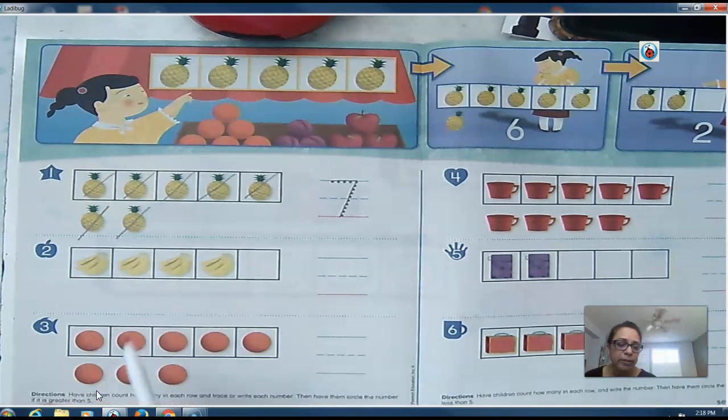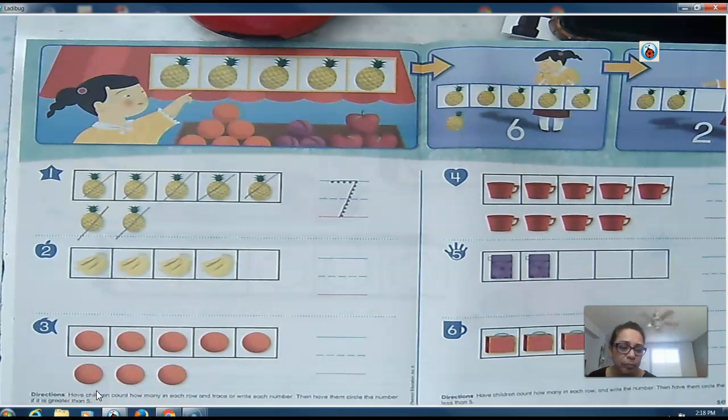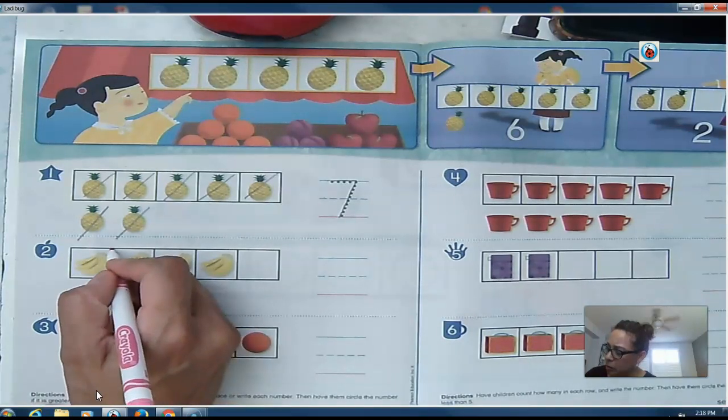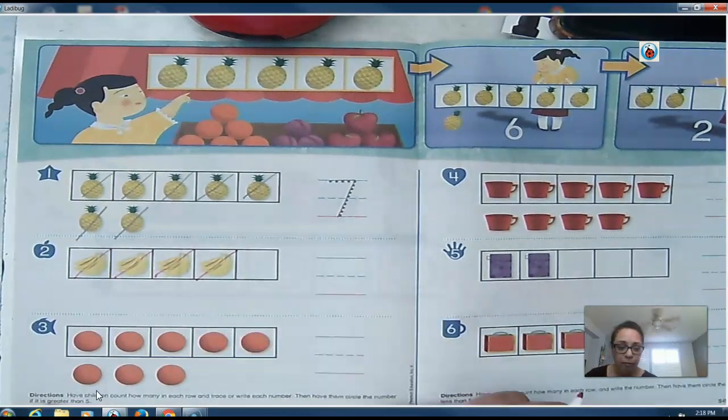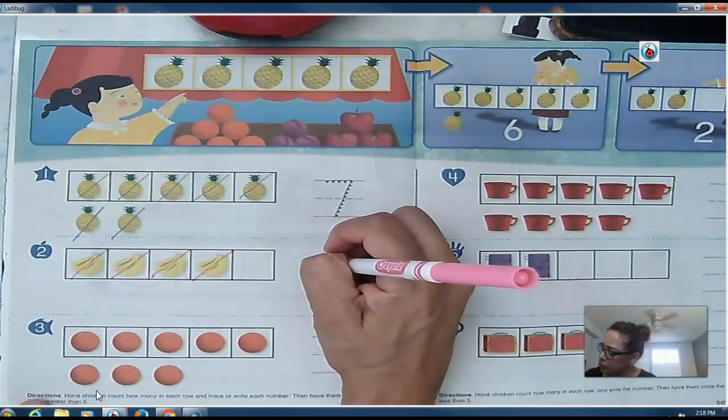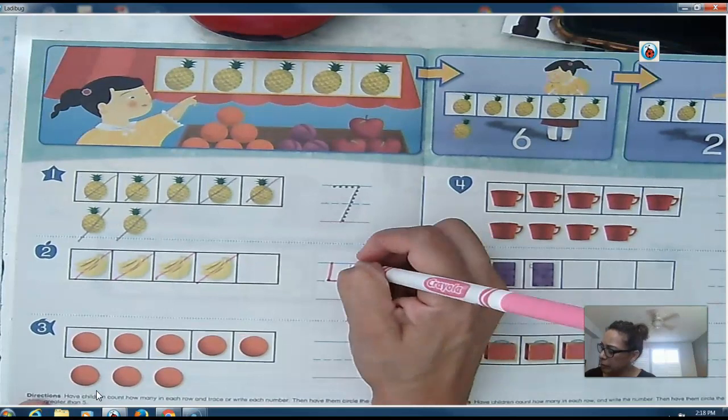Can you count those? And then I will wait. Alright, let's count together. Ready? 1, 2, 3, and 4. Let's write 4 in there.